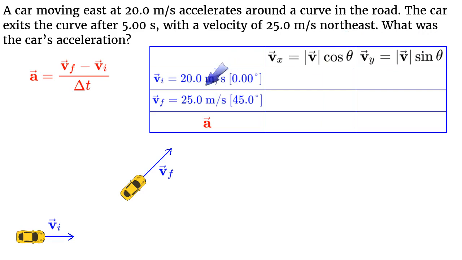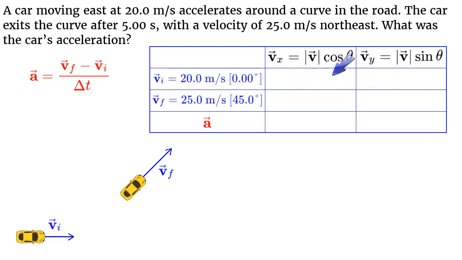The initial velocity is 20.0 meters per second. East, typically east, we take to be 0 degrees. And then the final velocity is 25.0 meters per second. The direction is northeast. No angles given, so we assume that means it's exactly halfway between north and east, which would give it a direction of 45 degrees. The idea of the component method is that we're going to express all of our vectors in Cartesian form as an x and a y component, and then we're going to perform the calculations for x and y independently.